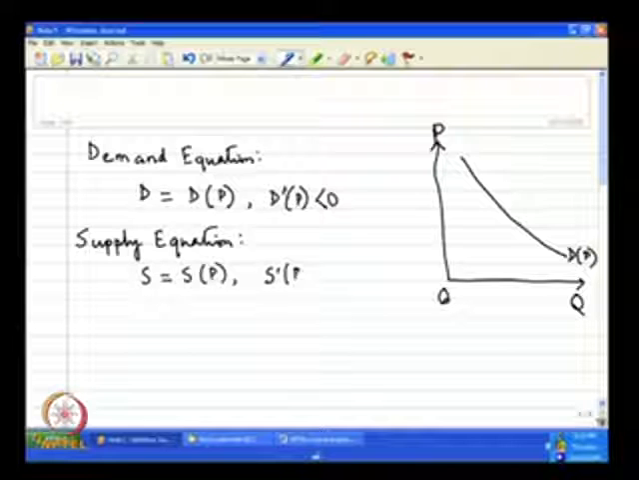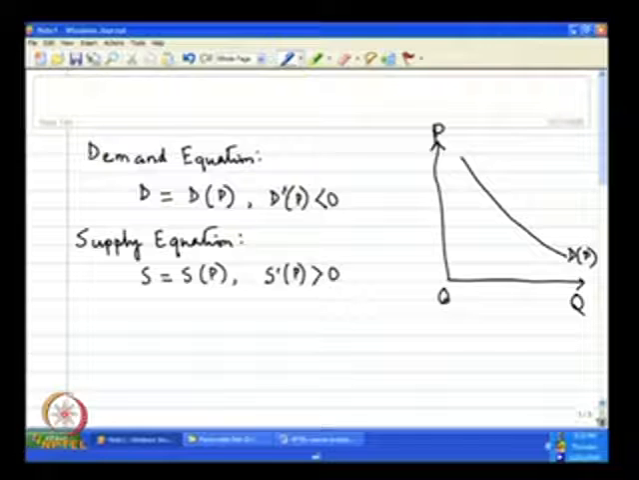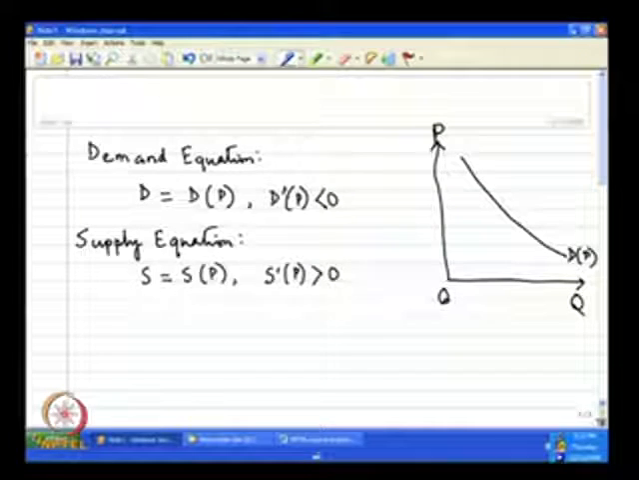Now, with reasonable justification, it can be argued that S prime P is positive, which means that if price in the market rises, it is most likely that the people who are selling goods in the market will offer more goods to be sold. So this is just the opposite of the demand side. If price rises, obviously the buyers are going to buy less. It is not very worthwhile to buy goods when they are very costly. But if the goods are costly, the suppliers, the sellers, will be very keen to sell more in the market. So that's why S prime P is positive. If P rises, S also rises.